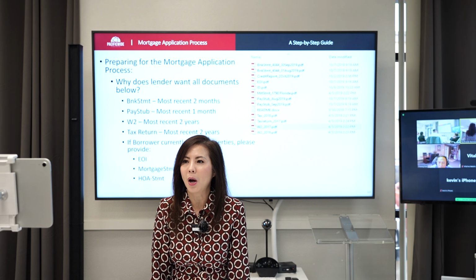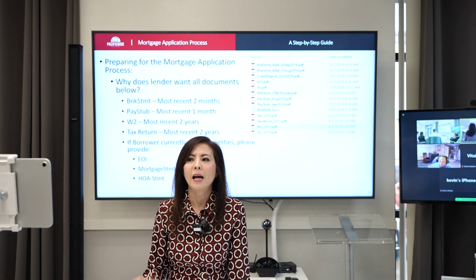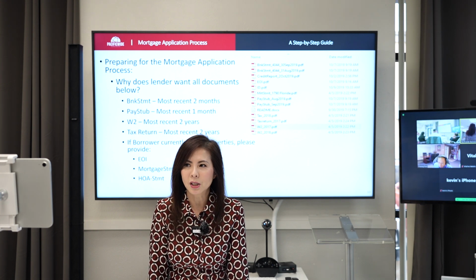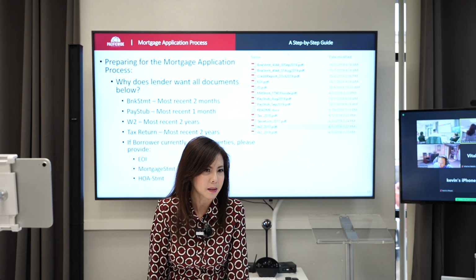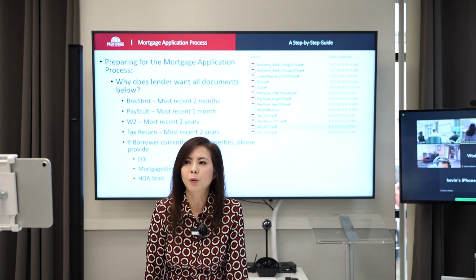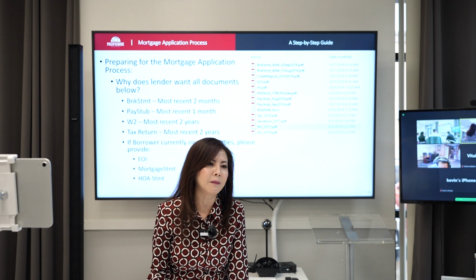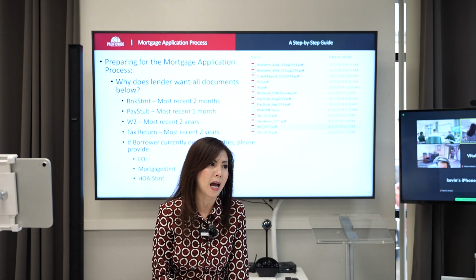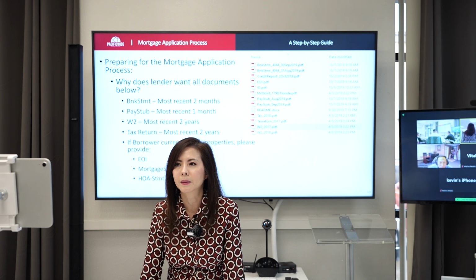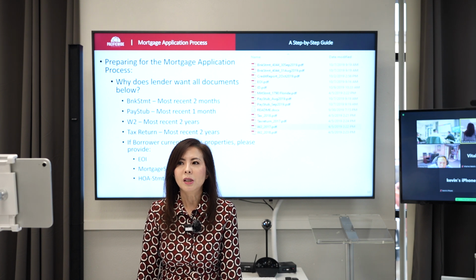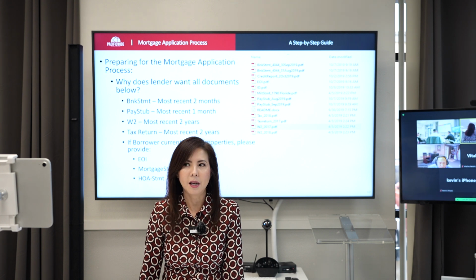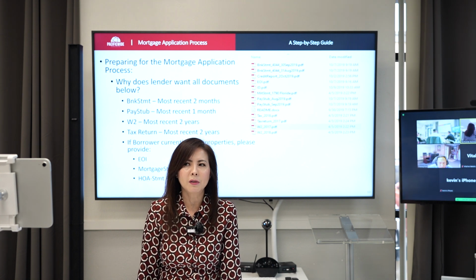If the borrower currently owns properties, then we need them to provide evidence of insurance, EOI, the mortgage statement, and the HOA statement. Of course, we want the latest information. If people own 3 properties, then we will need 3 evidence of insurance, 3 mortgage statements if they have a mortgage, and whatever property has an HOA payment, they have to provide the HOA statement. So these are the documents that we will ask our client to provide to us. And everything is important. Why do we need evidence of insurance?